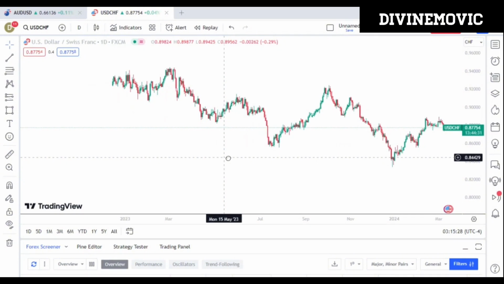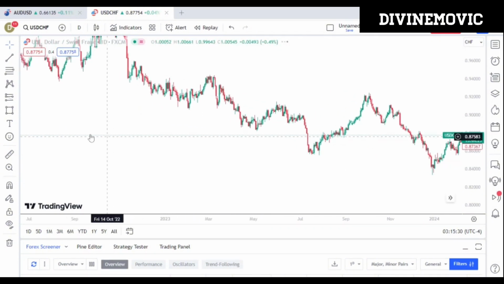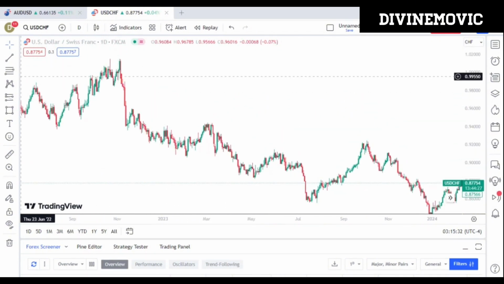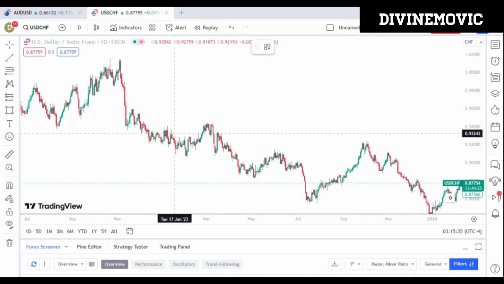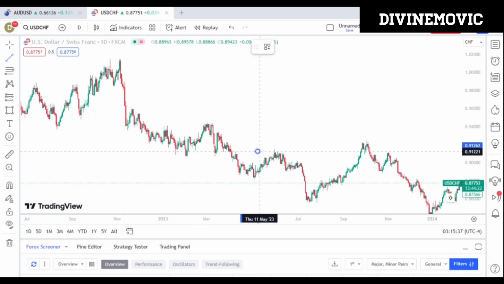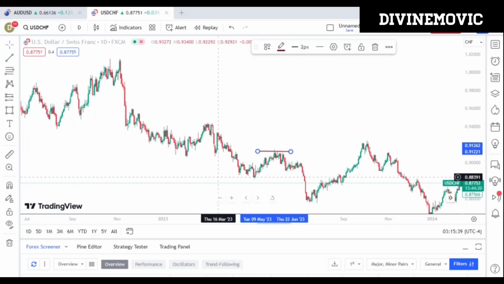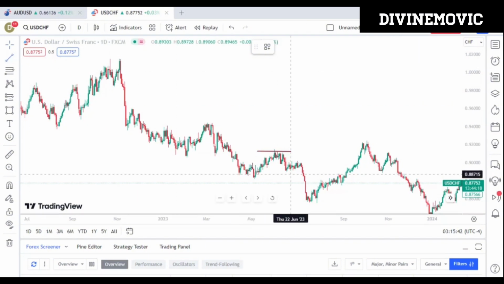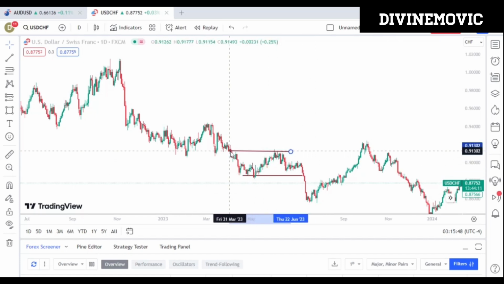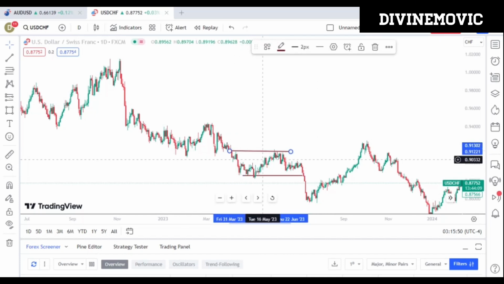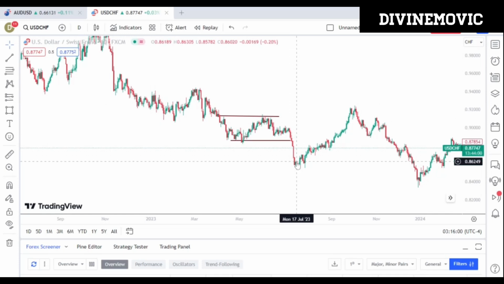Now, if you look at this previous chart here, you will see that at the point here and at the point here, the market was in a range. That means the market was simply moving from this point to this point. The market was ranging for days and even weeks. The market was in the range in this phase, and as you can see, the price expanded out.